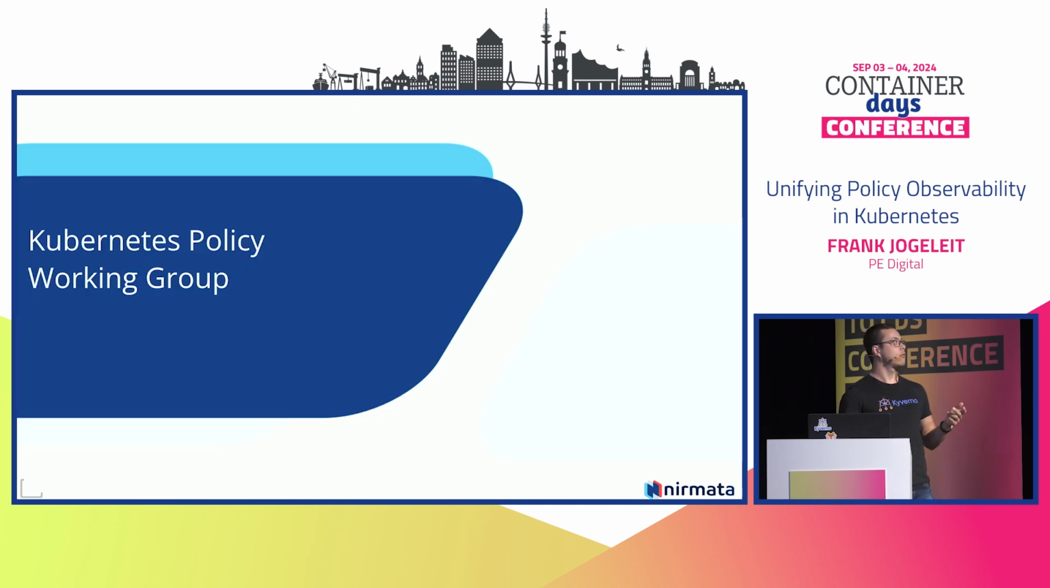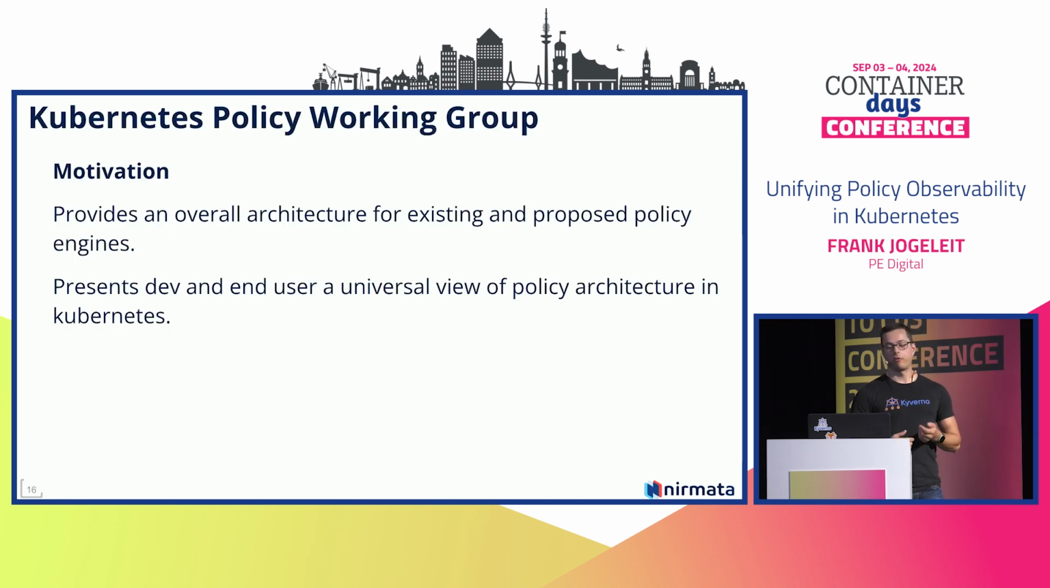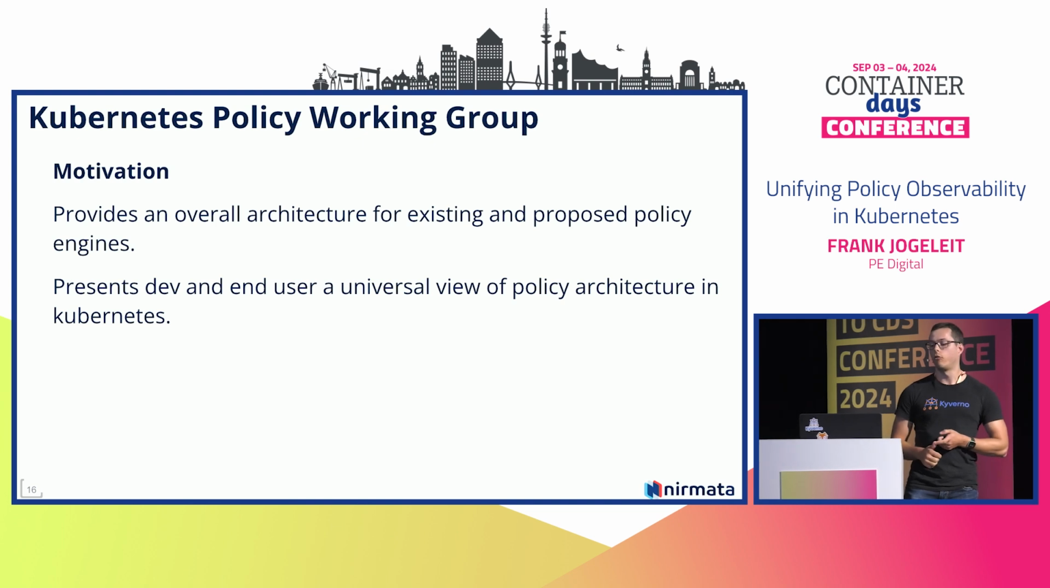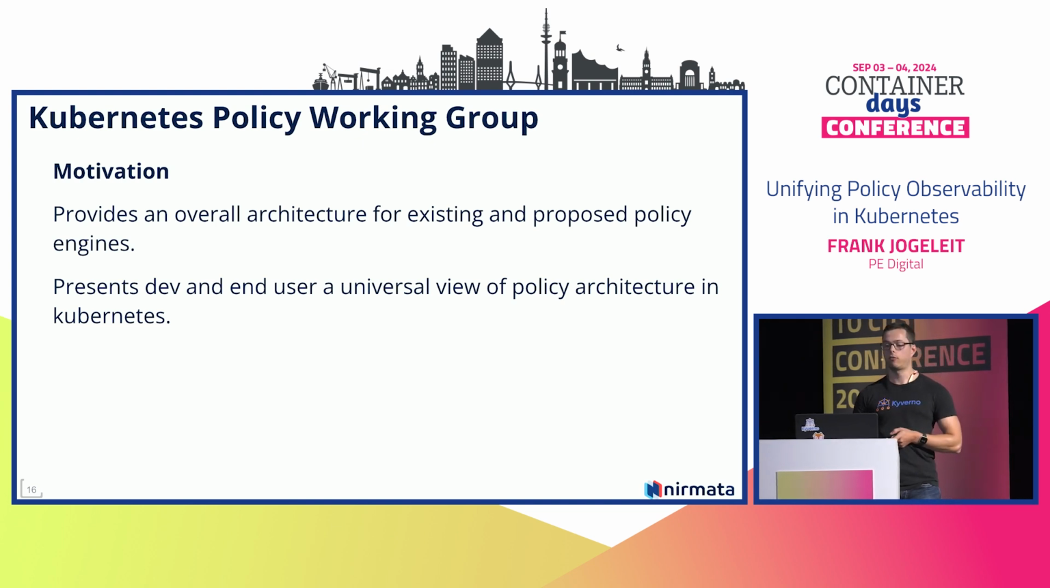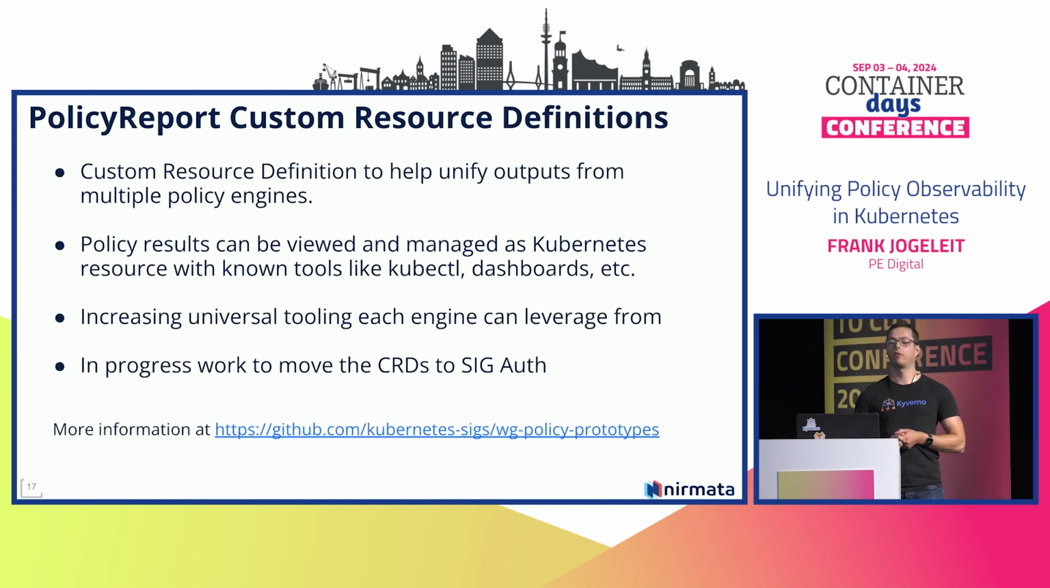For this purpose, and to improve the user experience of this behavior, a new Kubernetes working group was created: the Kubernetes Policy Working Group. With these issues in mind, their motivation is to bring a better overall architecture for existing engines and also give devs and end users a universal view of policy architecture in Kubernetes. The first outcome, or one of the first outcomes, of this working group was the policy report CRD.